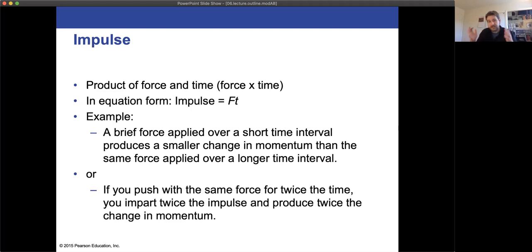How much force for how much time is going to be related by Newton's second law to how much change was created in the motion of that object. But this idea, force applied over time, let's give it its own name. Let's call it impulse.